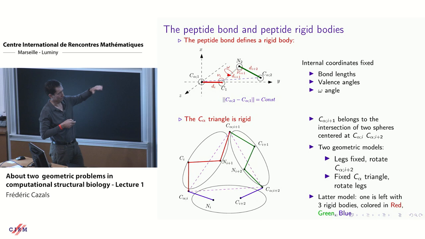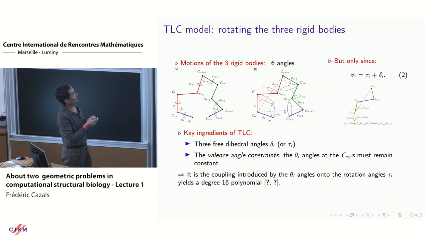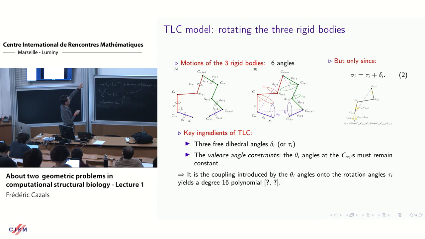Which means that now we have changed the problem to finding out six rotations, which define the motions of the atoms defining the rigid bodies. So we have seen that the pink triangle remains in its plane. But we can rotate the red rigid body, meaning that the C i is going to enjoy a rotation of angle tau 1, and nitrogen N i plus 1 is going to enjoy a rotation of angle sigma 1. And likewise, we have two angles for the two atoms associated with the other two rigid bodies. And so now, the variables used to model the problem are six angles, sigma and tau, which describe the rotations of the six atoms defining the rigid bodies.